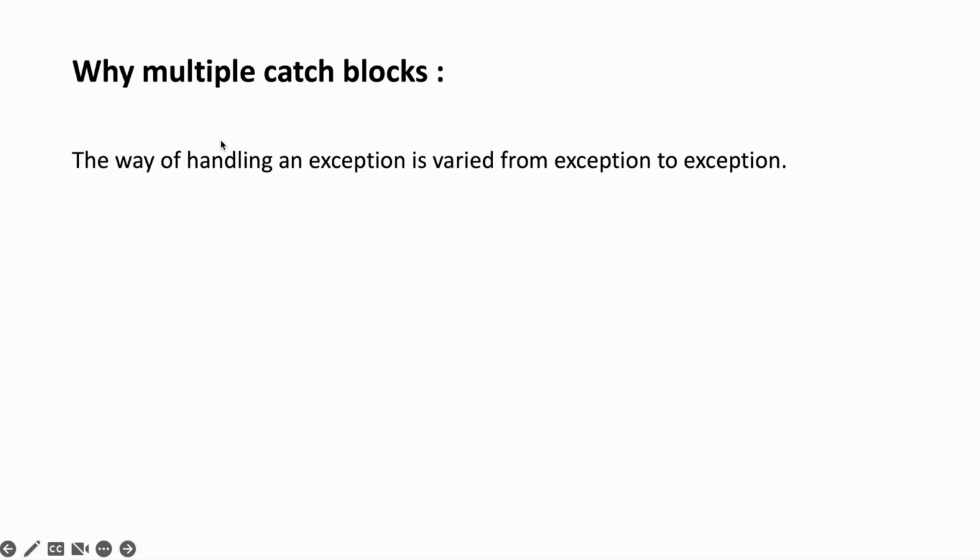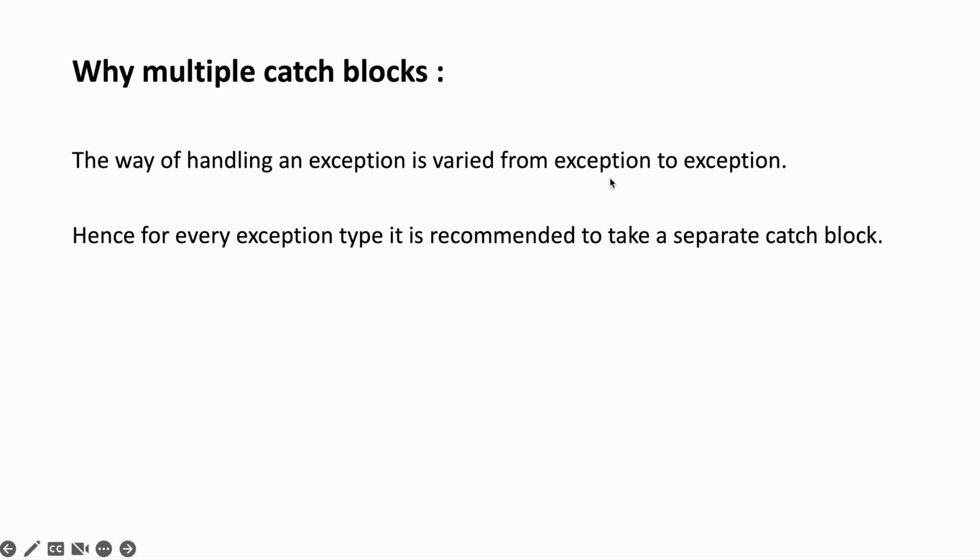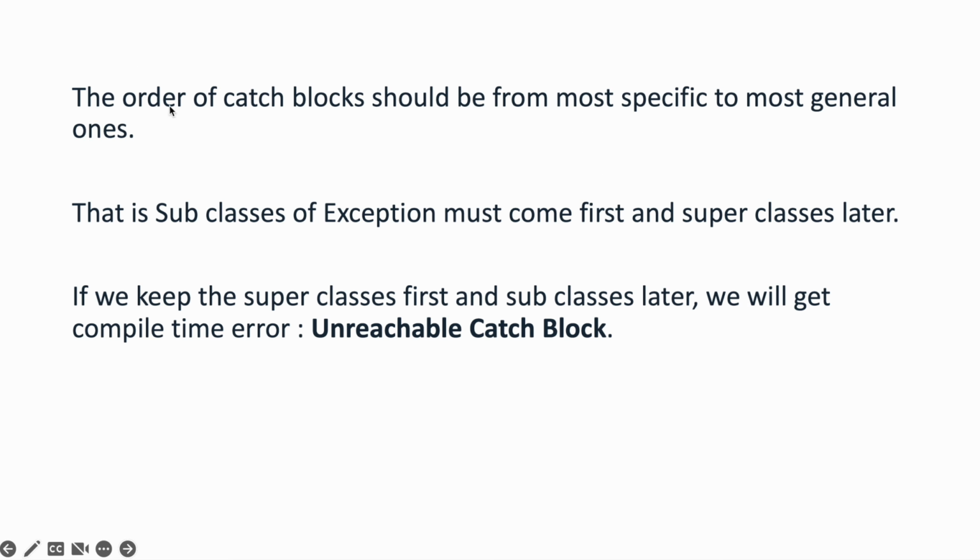Based on the example, we understand that the way of handling an exception is valid from exception to exception. For every exception type, it is recommended to take a separate catch block. So the order of catch blocks should be from most specific to most general. That is, the subclass of exception must come first and the superclass later. If we keep the superclass first and the subclass later, then we will get a compile time error saying unreachable catch block. This is all about multiple catch block in Java.